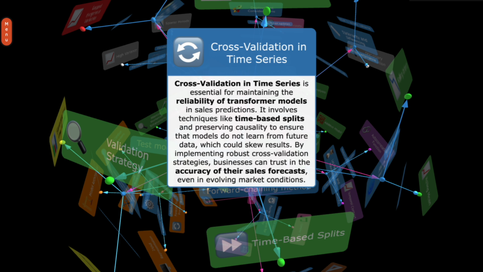Cross-validation in time series is essential for maintaining the reliability of transformer models in sales predictions. It involves techniques like time-based splits and preserving causality to ensure that models do not learn from future data, which could skew results. By implementing robust cross-validation strategies, businesses can trust in the accuracy of their sales forecasts, even in evolving market conditions.